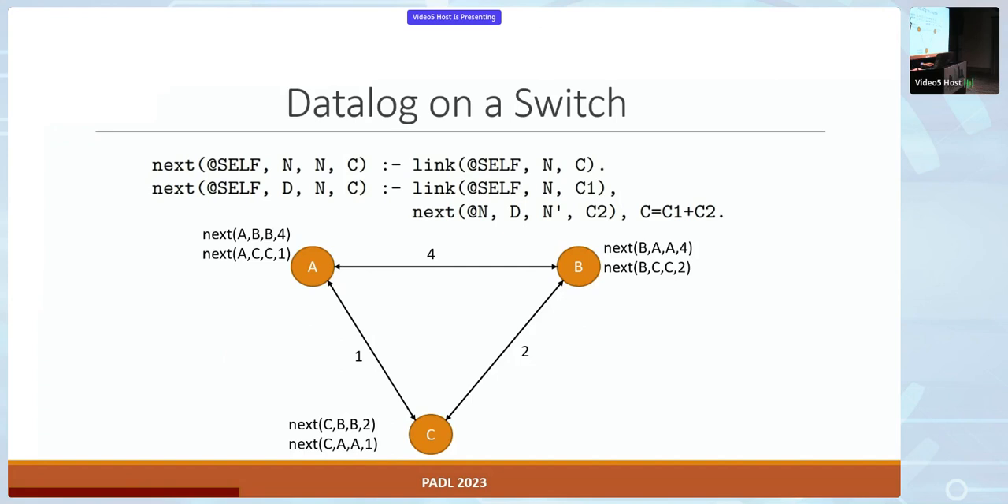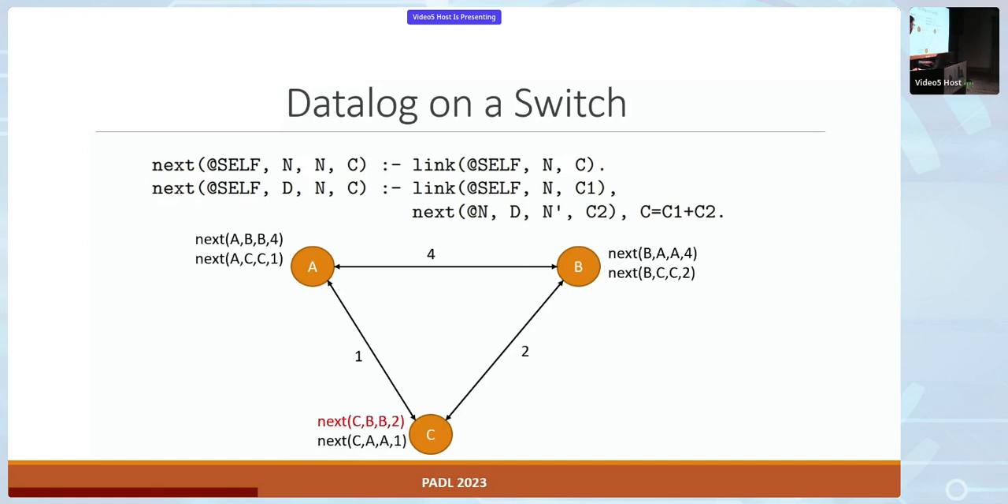Now let's look at the second rule. It says that there's a path from self to D via n with cost C, if there's a link from self to n with cost c1, and there's a path from n to D via some n prime, right? So for instance, using the fact that C can reach B with cost 2 and the link between A to C, we can then derive that A can reach B with cost 3, right? And similarly on switch B, using the fact that C can reach A with cost 1, and rule 2, we can derive that B can reach A with some cost 3. So now we have a bunch of paths with the next hop. We need to find the minimum, right?